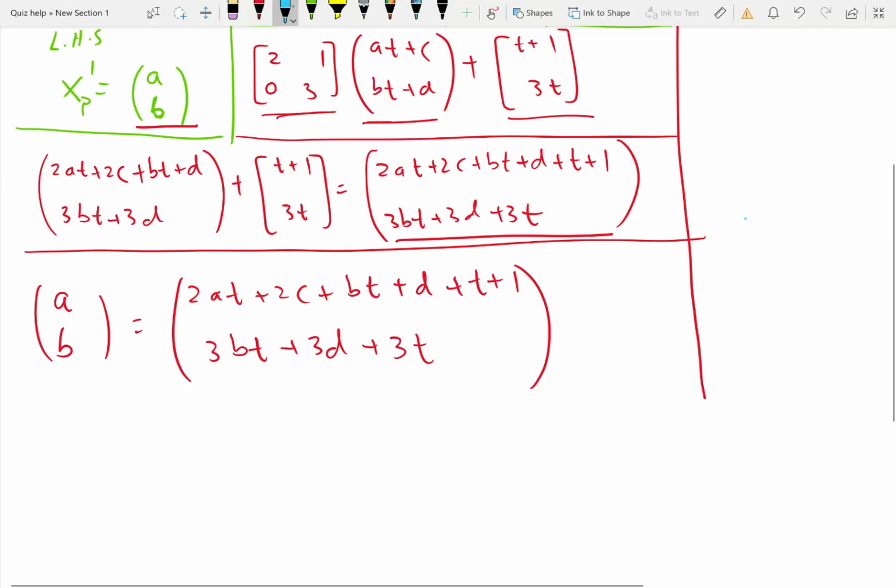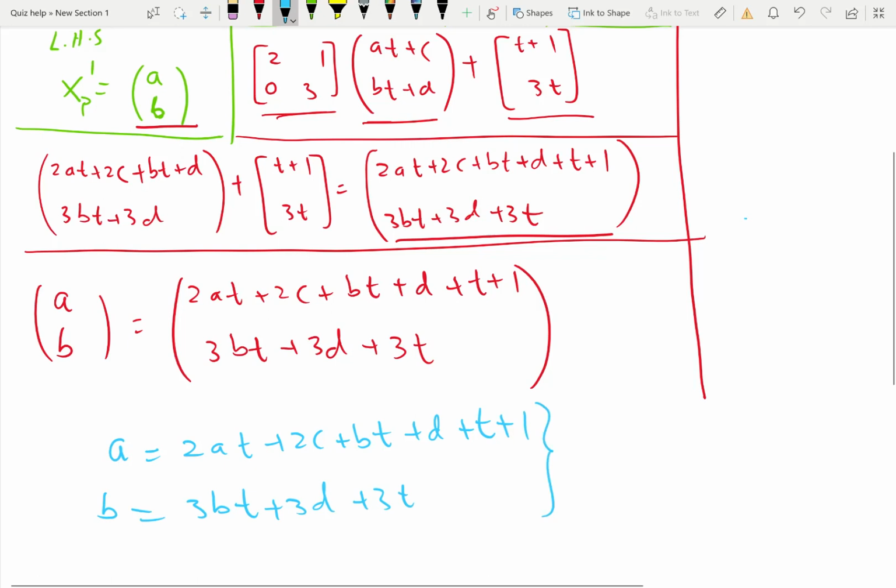Let's use the first row. a is equal to 2at plus 2c plus bt plus d plus t plus 1. Using the second row, b is equal to 3bt plus 3d plus 3t. Now you might ask, wait a minute, that's a huge equation, right? How do you solve them?